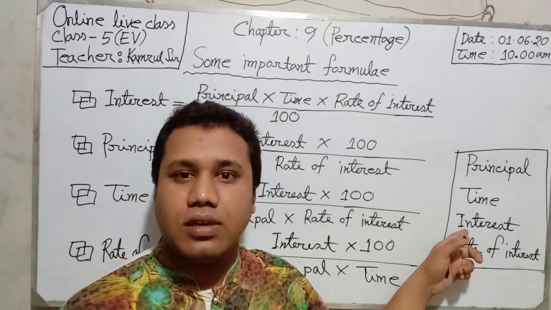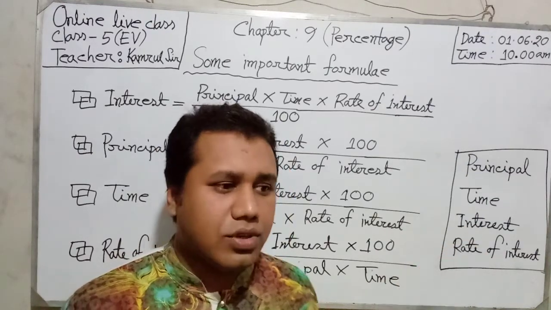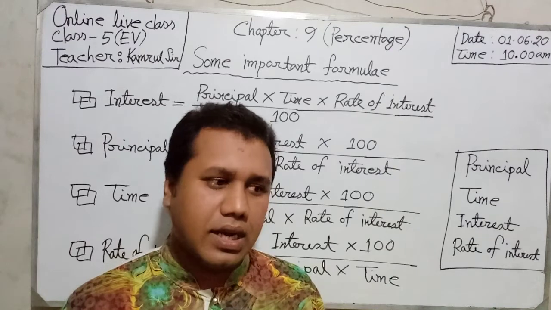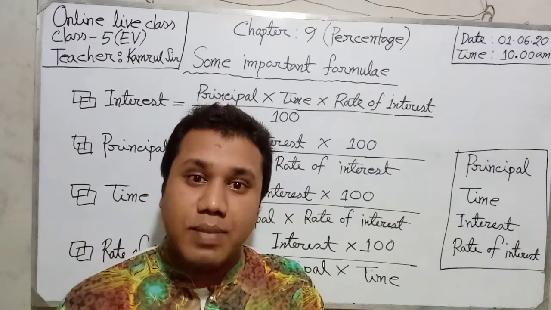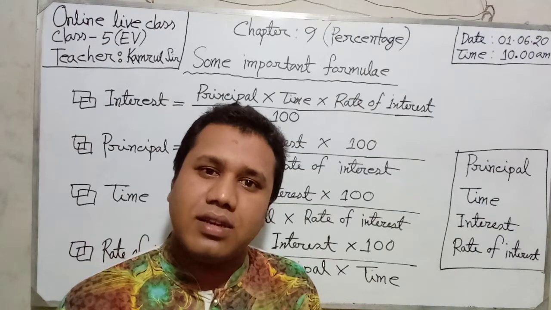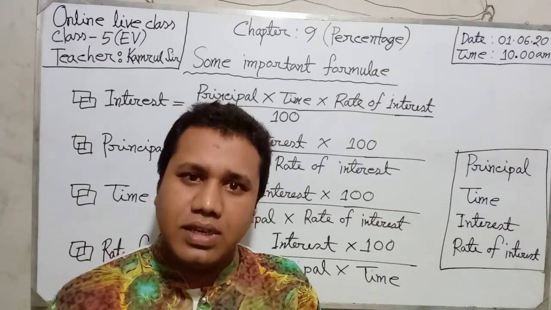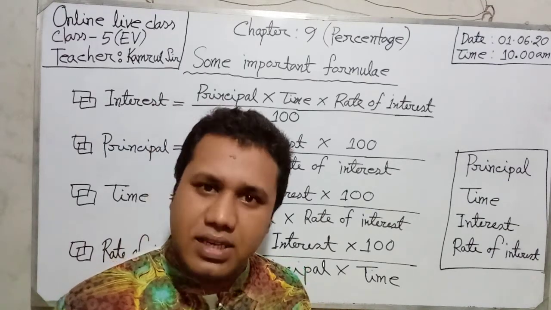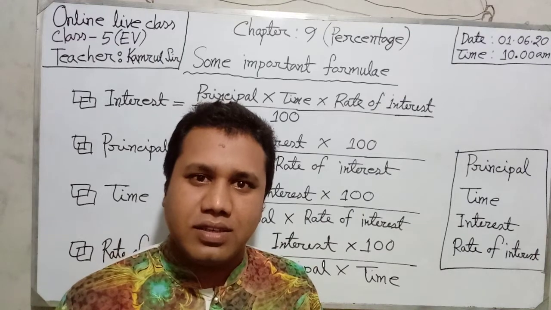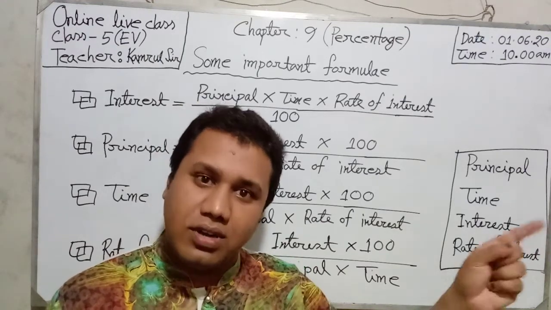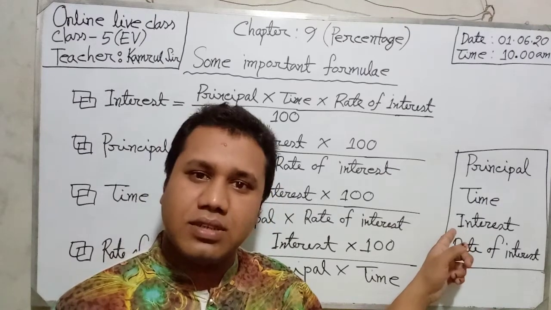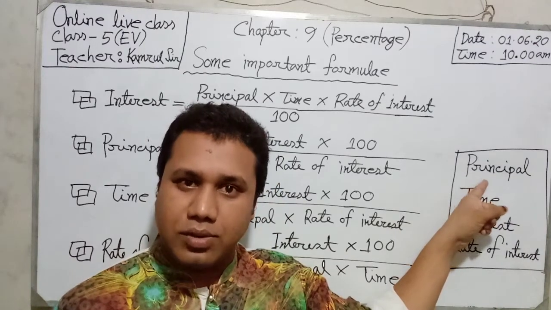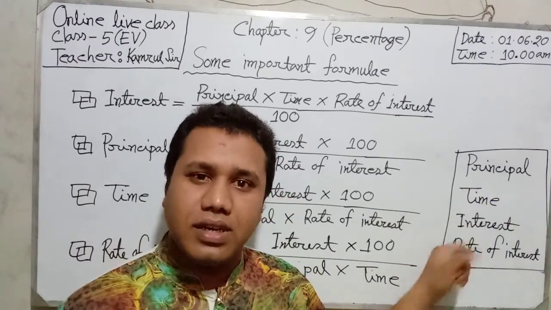Now interest. What is interest? Suppose we invest some money in a bank, then after some time or a certain period, you will get some extra money. This extra money is called interest. If you borrow some money from a bank, then after some years you have to give extra money. This extra money is the interest for the bank. So interest means the extra money which we get on the principal. According to the principal, this extra money will be interest.